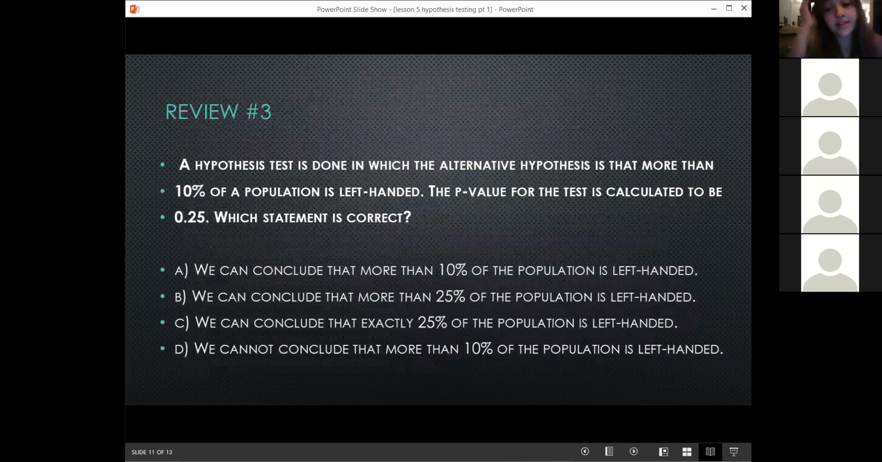Okay, a hypothesis test is done in which the alternative hypothesis is that more than 10% of the population is left-handed. The P-value for the test is calculated to be 0.25. Which statement is correct? Go ahead and read through these options and let me know what you think the answer is.